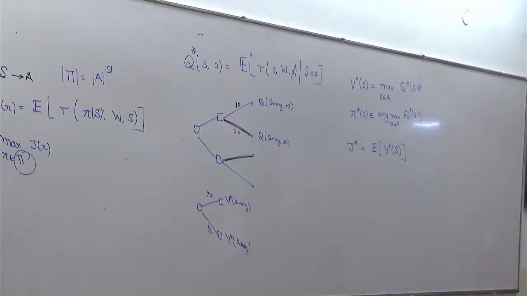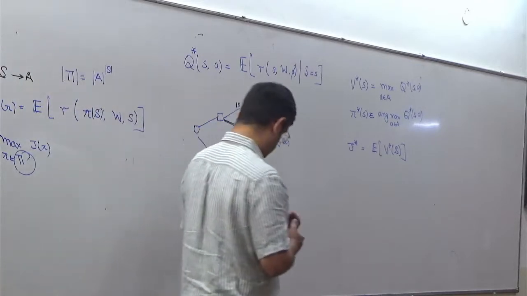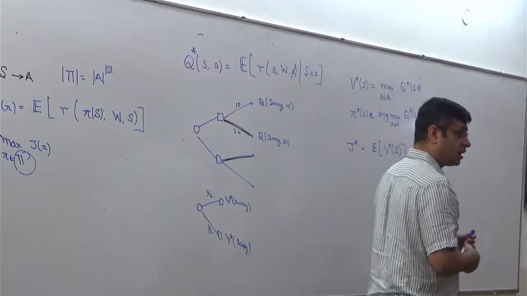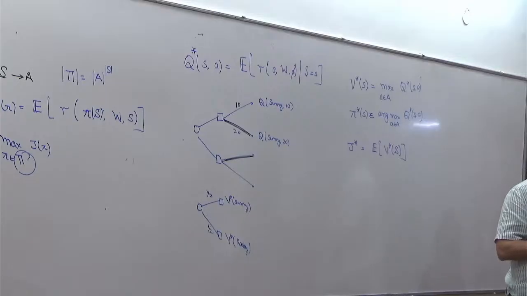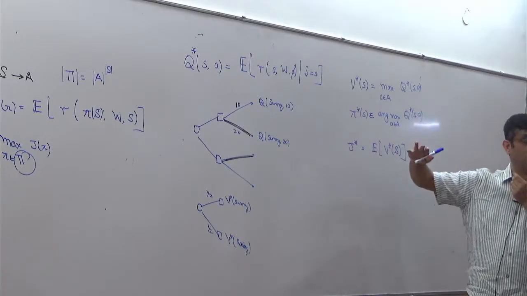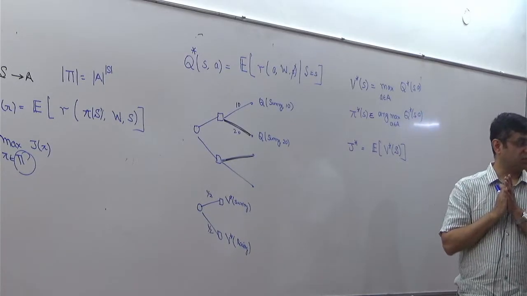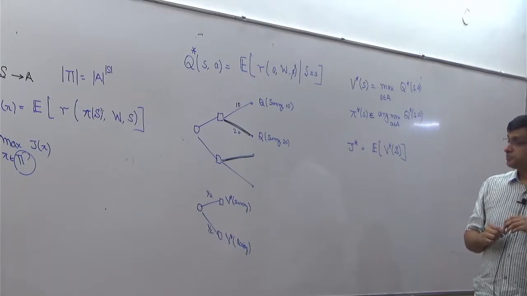So is the procedure clear to everyone? Did the policy that I find, is that optimal? How do I prove that it is optimal? Okay. So there is one way of thinking about proving optimality in these settings, and that is the following.